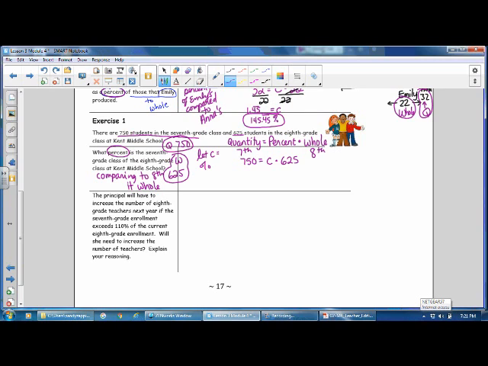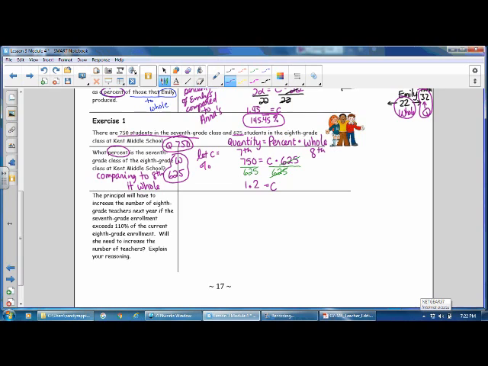So stop and think for a minute. Do you think this is going to be more than 100% or less than 100%? All right, let's find out. This says to multiply, so we do the opposite. You can either divide by 625 or you could multiply by the reciprocal 1 over 625. So our percent, it turns out, is more than 100%. So we do 750 divided by 625 and we get 1.2.